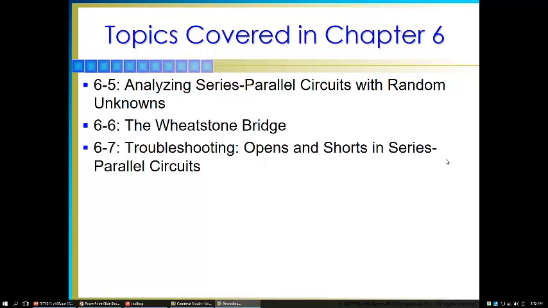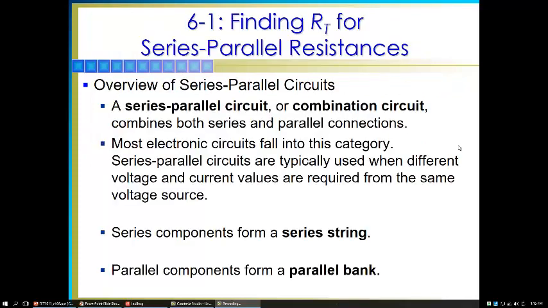Section 6.6, we will talk about a special circuit called the Wheatstone bridge, and at the end of the chapter we're going to troubleshoot some open circuits and short circuits when we have parallel and series circuits combined. All right, let's get started with an overview of series and parallel circuits.